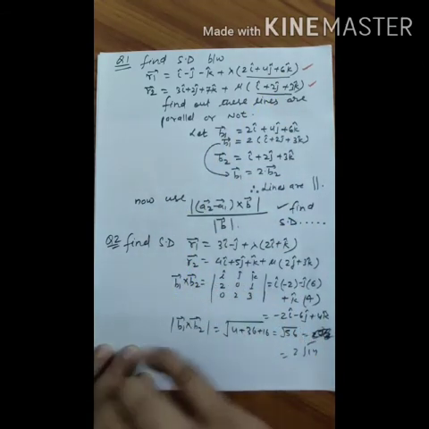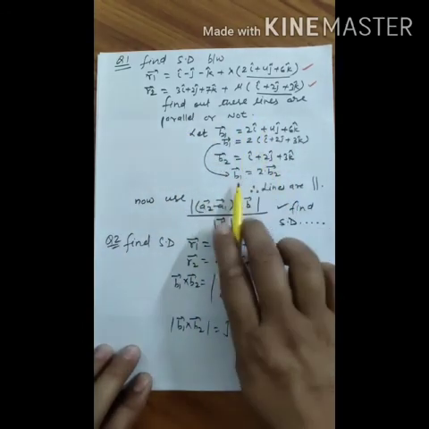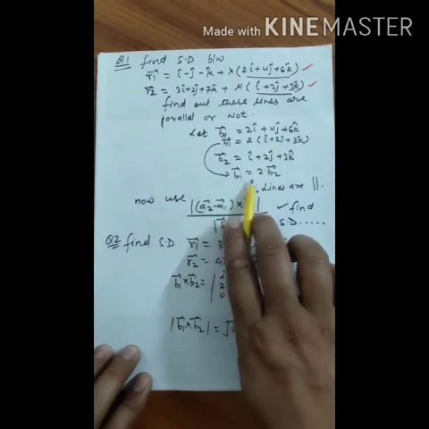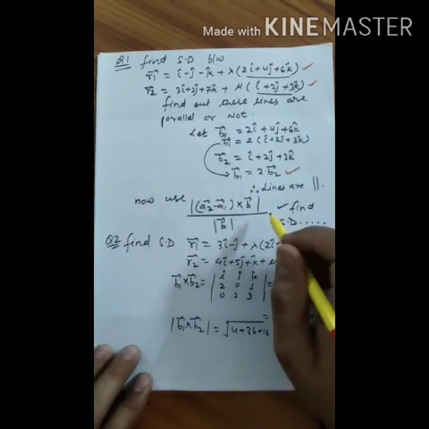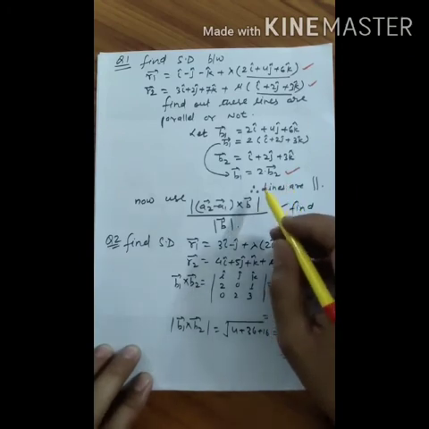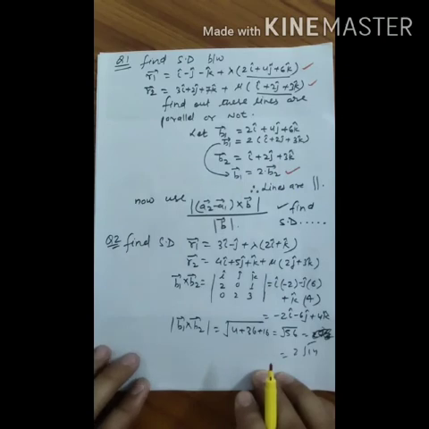Okay. First of all, find out whether the lines are parallel or not. So this is b. Take 2 common. So b1 equals lambda times of b2. Therefore the lines are parallel. Okay. So the required direction ratio is i cap plus 2j cap, and the process is the same as the previous question.